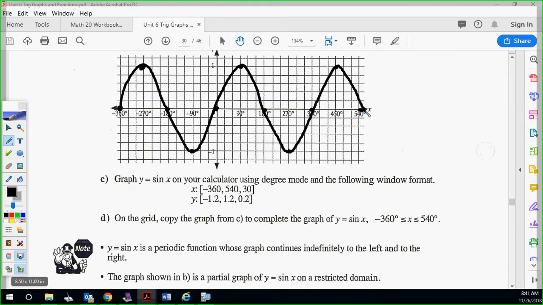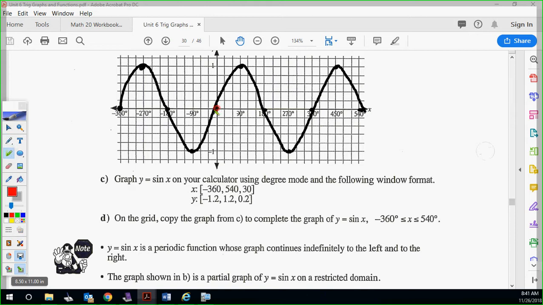So the regular graph of sin x without restrictions goes infinitely. Okay, it goes infinitely. We don't have any restrictions on it, so it's a continuous graph. Okay, the graph shown in B is a partial graph of y equals sin x. So the part we did to start, that was a partial graph of it. With restricted to, we said between 0 and 360. So that we took that period of it, which is one period. Okay, but as you can see, it starts to repeat.